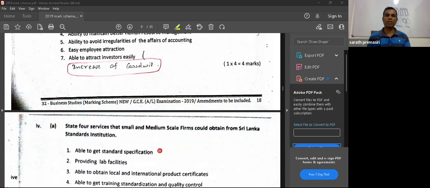Able to obtain local and international product certificates. You are able to get local and international product certificates. As for international, it is ISO, International Standard Organization. As for local, it is SLS, Sri Lanka Standards Institution.